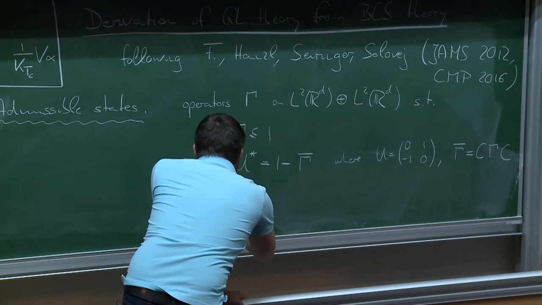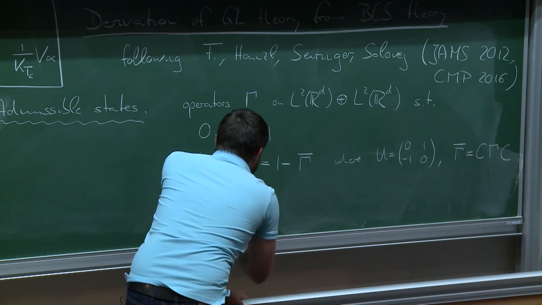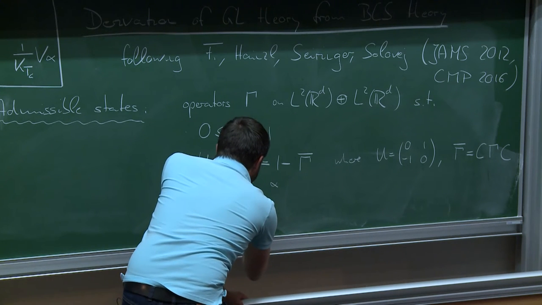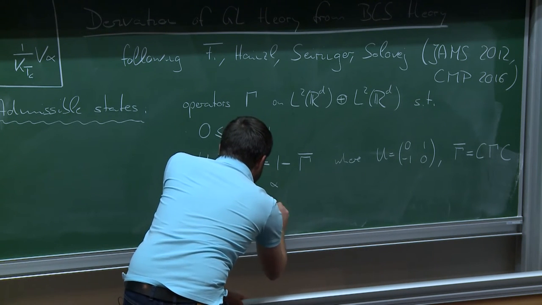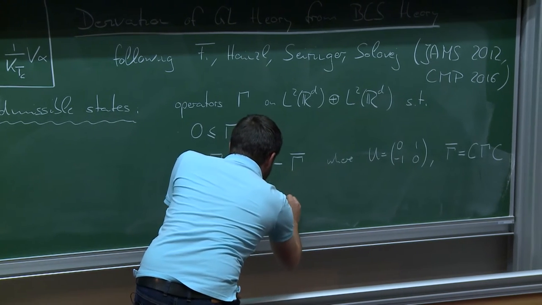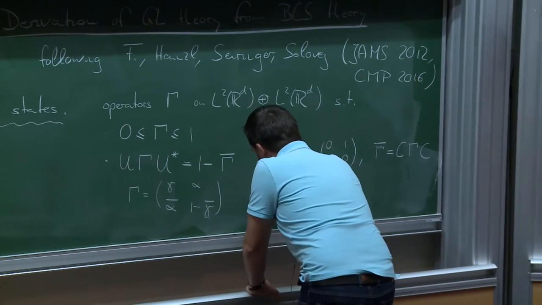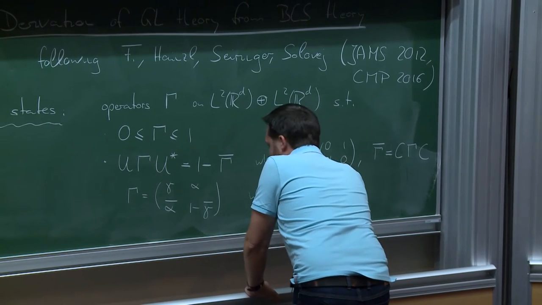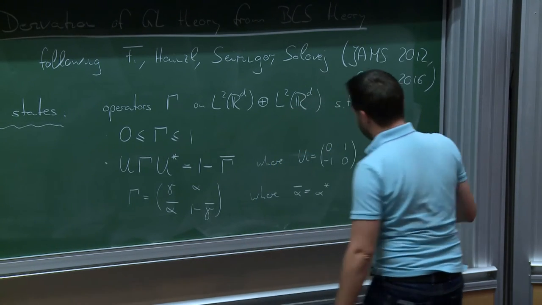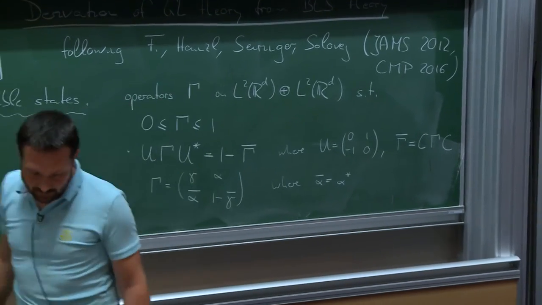And for practical purposes, what this means is that we have a Gamma up there. There's an alpha, and there is an alpha bar, and there's a Gamma bar. Okay. Where alpha bar is equal to alpha star. And yeah, that's what we get.